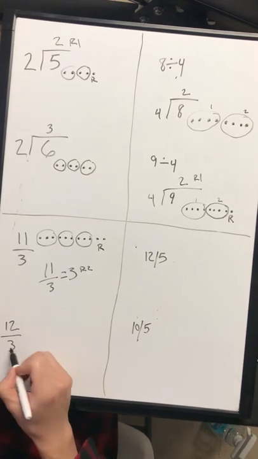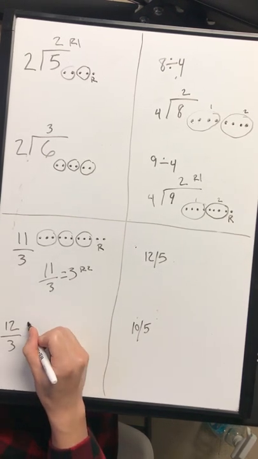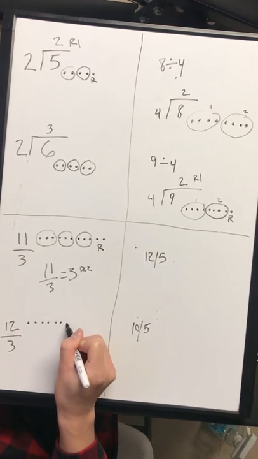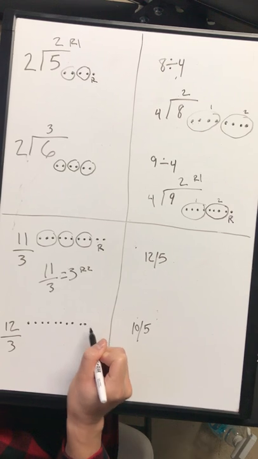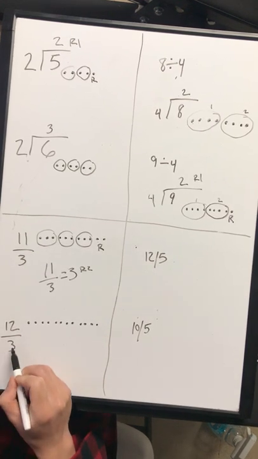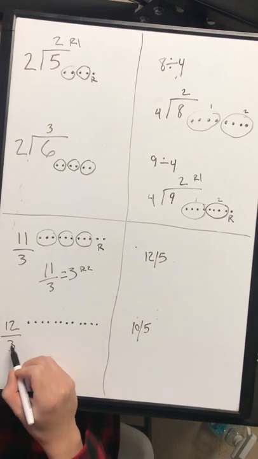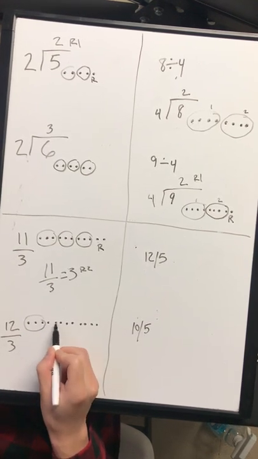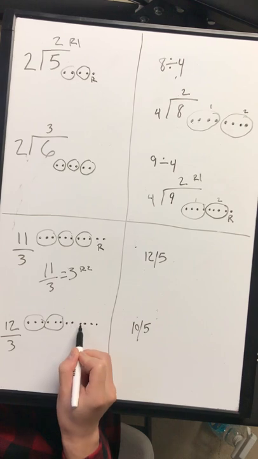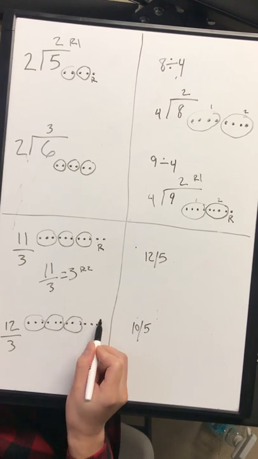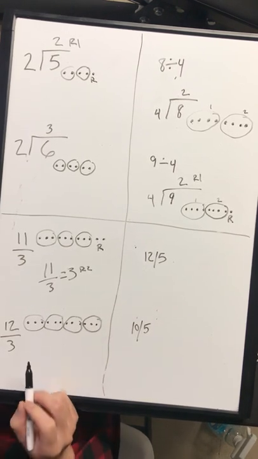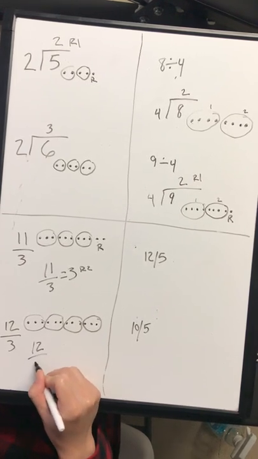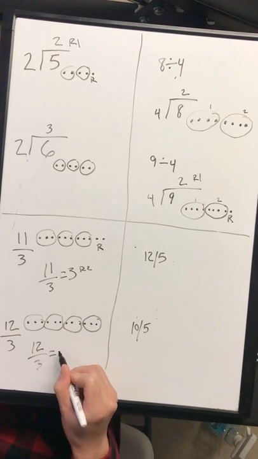Here with 12 divided by 3, I'm gonna do my dots. 1, 2, 3, 4, 5, 6, 7, 8, 9, 10, 11, 12. And I'm gonna do my circles. I'm gonna count it 3 times, I'm gonna circle it. 1, 2, 3. 1, 2, 3, 1, 2, 3, 1, 2, 3. And I got 4 groups, 1, 2, 3, 4. So 12 divided by 3 is 4.